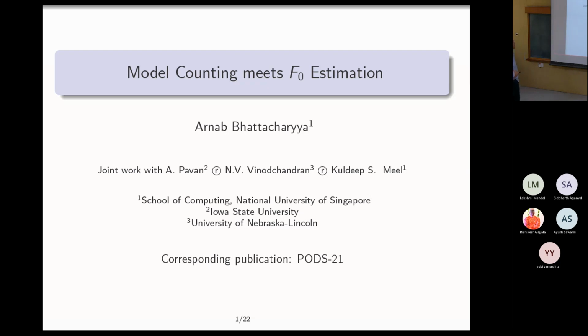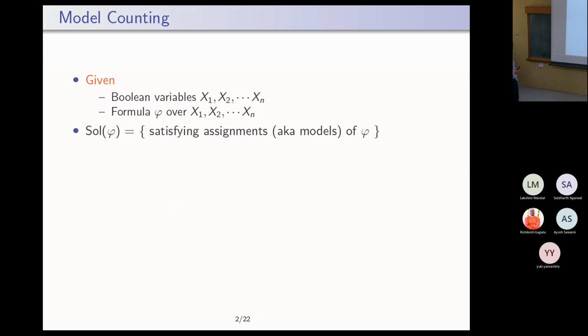Okay, so let me just jump into it. There are two different topics to talk about: model counting and F0 estimation. Let me first define both problems. Both are fundamental in their own areas. One problem is model counting. In model counting, you have a Boolean formula. So phi is a formula over n variables x1 through xn, and Sol(phi) will denote the set of satisfying assignments of this Boolean formula.